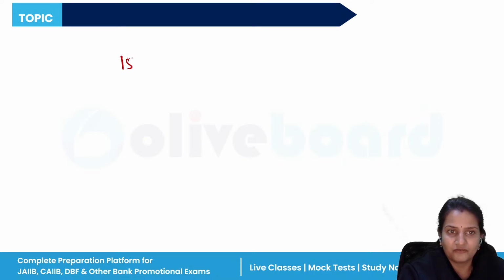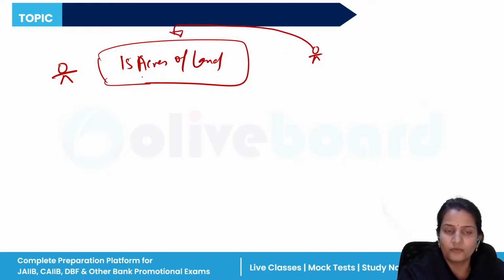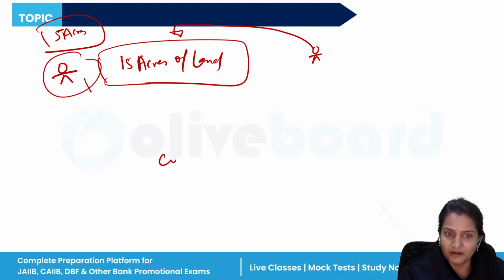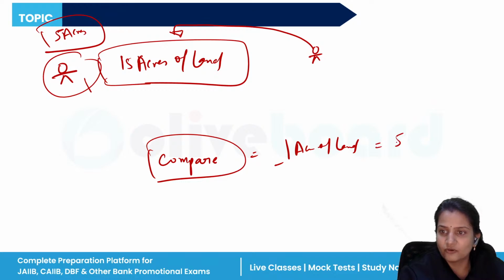You have 15 acres of land. This person is having 15 acres of land. Now, another person comes and says that I want to buy 5 acres of your land. Now, tell me the value at which you will sell to me. This person is unaware of the value of the land. So what this person will do is go and compare in the market what the price of 1 acre of land is right now. Let's take an example, 1 acre of land is costing 5 lakh rupees.